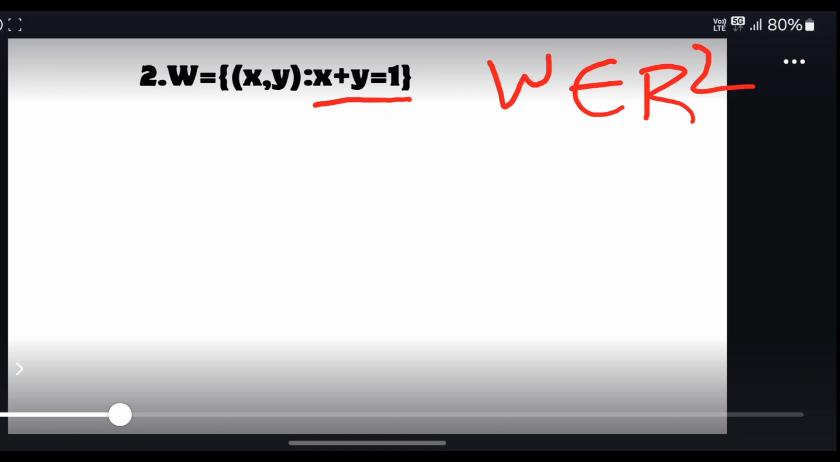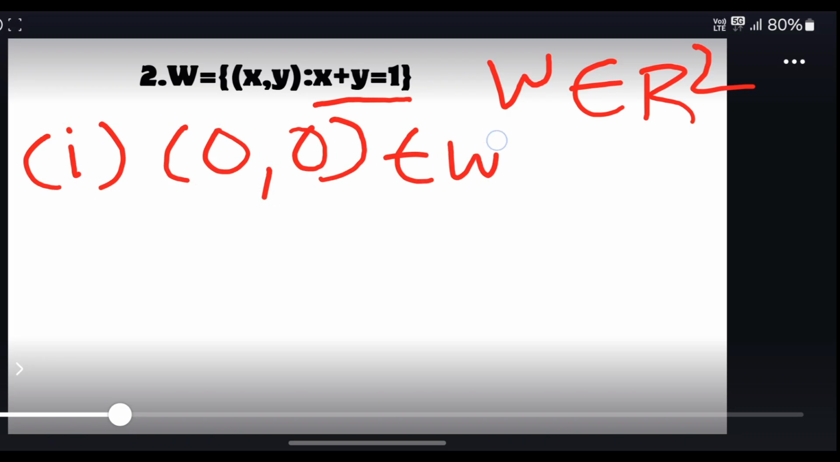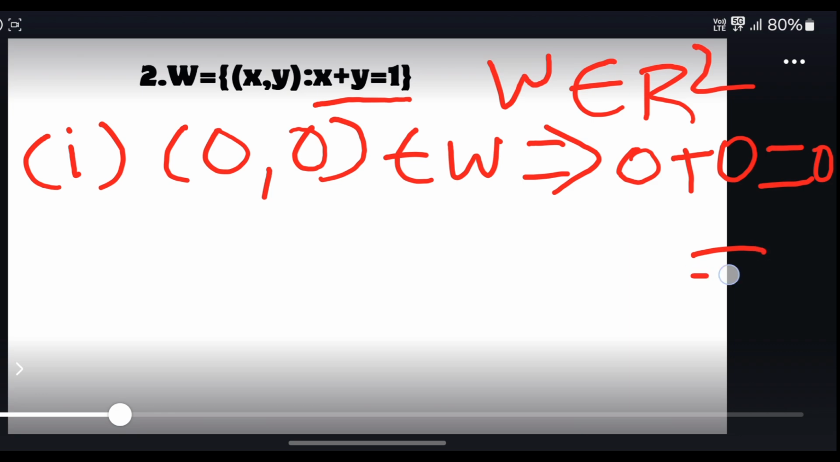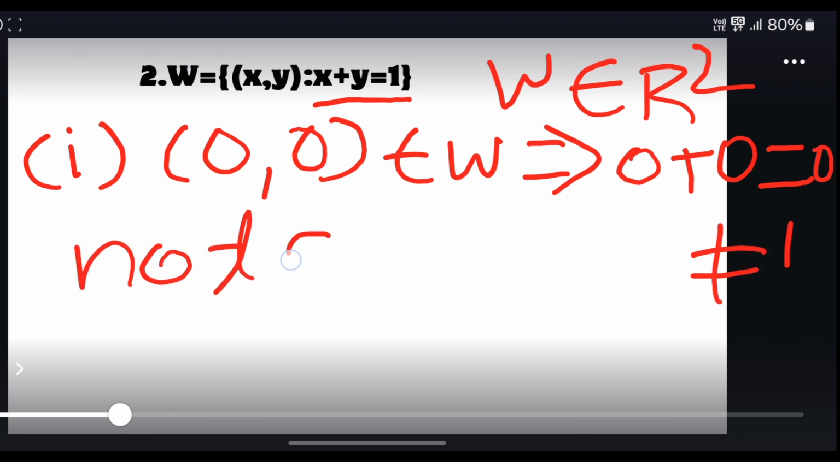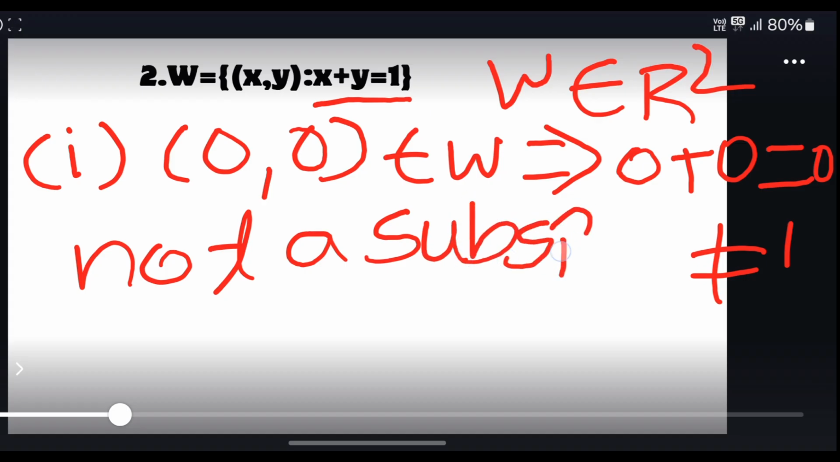In a subspace, first we want to check the zero vector. Suppose you consider (0, 0) belongs to W. Then check the condition x plus y equal to 1. 0 plus 0 equals what? 0. But 0 is not equal to 1. So this is not a subspace. No need to check the other two conditions. One is not satisfied, so it is not a subspace. This is the example for a non-subspace.